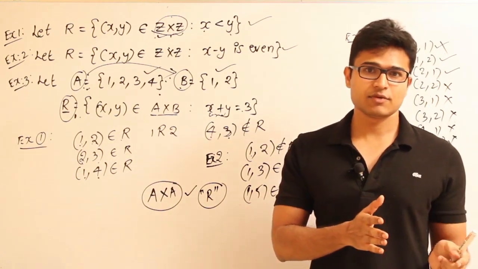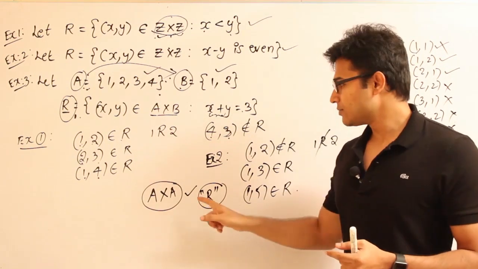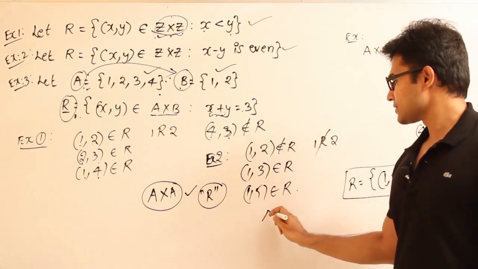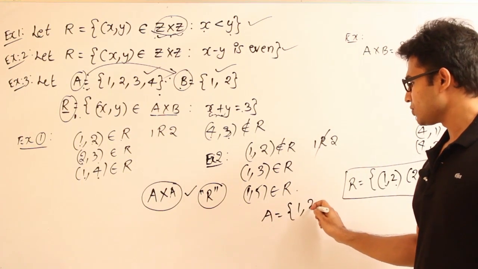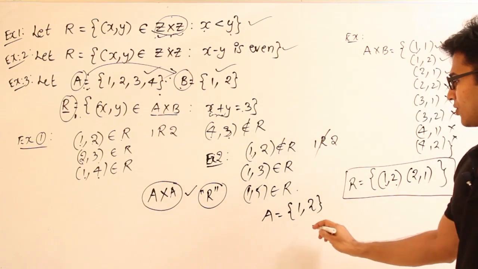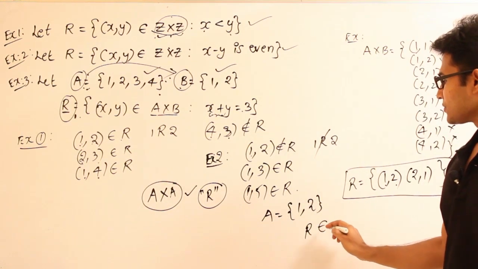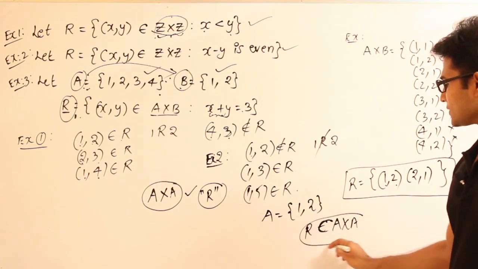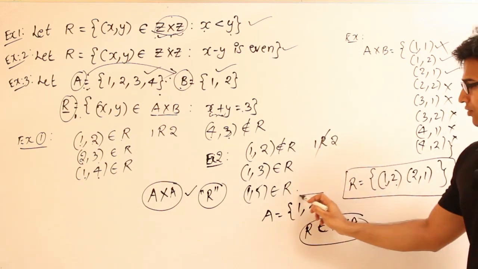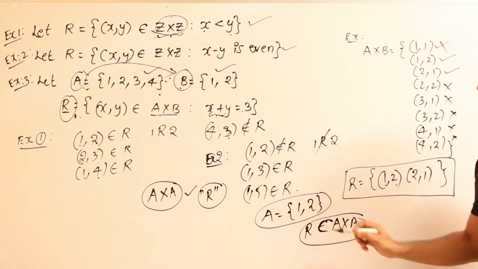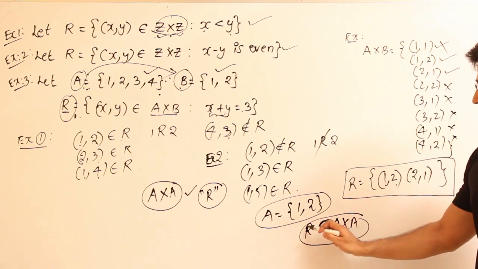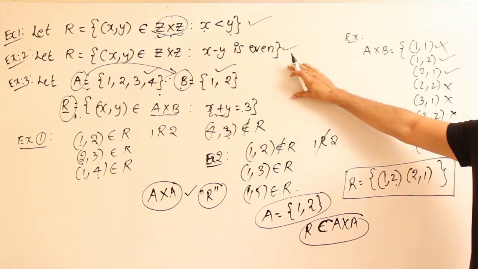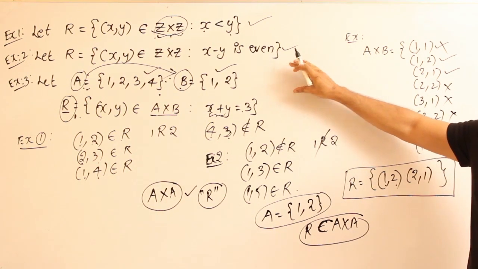If they say that R is a relation from A to A, then don't get confused. It means that they are talking about this A into A. For example, A can have elements 1, 2, and then they can say R is a subset of A into A. What does it mean? We have to find all the possible pairs of A into A, that Cartesian product, and then find R. Got it?